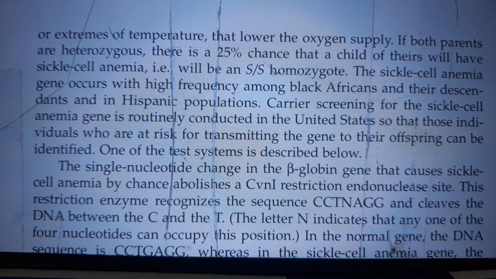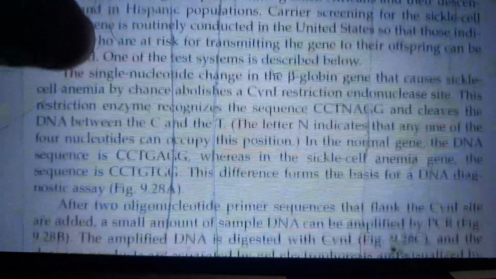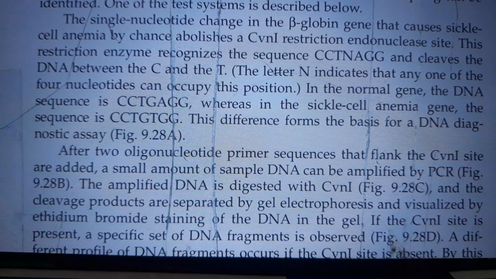The sickle cell anemia gene occurs with high frequency among Black Africans and their descendants and in Hispanic populations. Screening for sickle cell anemia is routinely conducted in the United States so that those individuals who are at risk for transmitting the gene to the offspring can be identified. One of the test systems is described below.